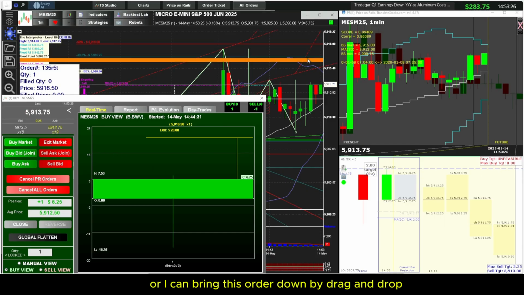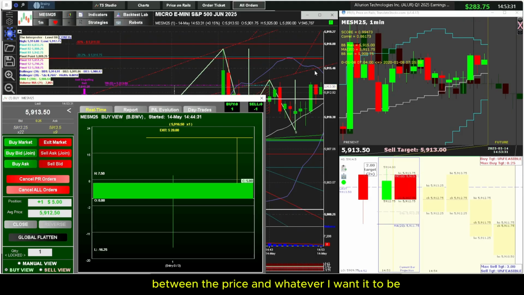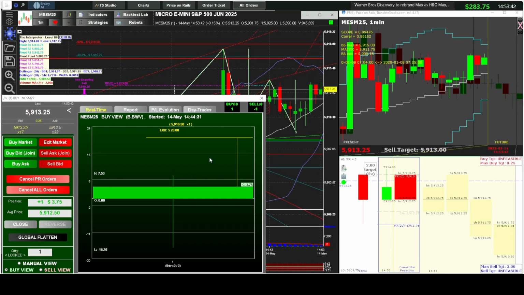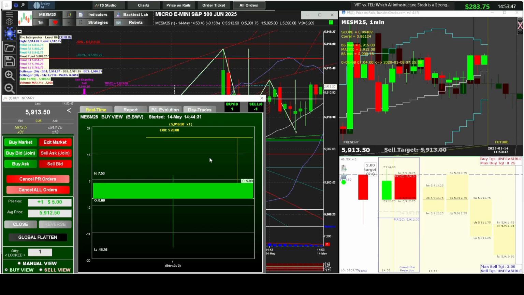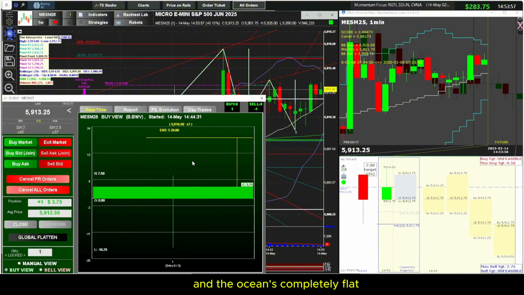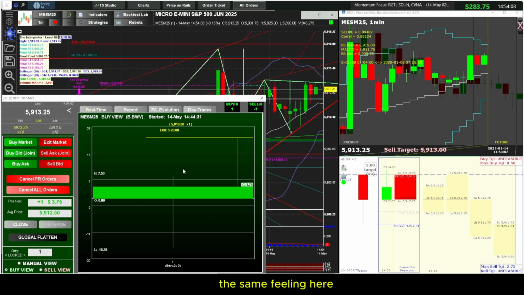Or I can bring this order down by drag and drop, placing the order somewhere between the price and whatever I want it to be. It seems that the price is completely flat. There's no direction, like when you are waiting for a big wave and the ocean is completely flat. It's the same feeling here.